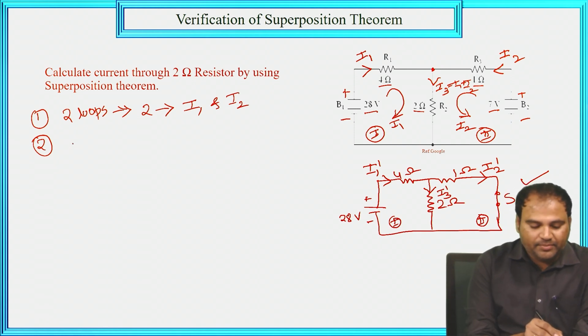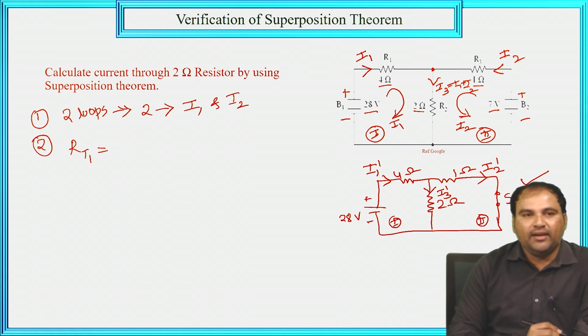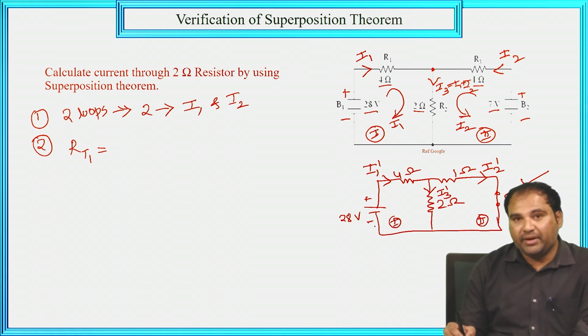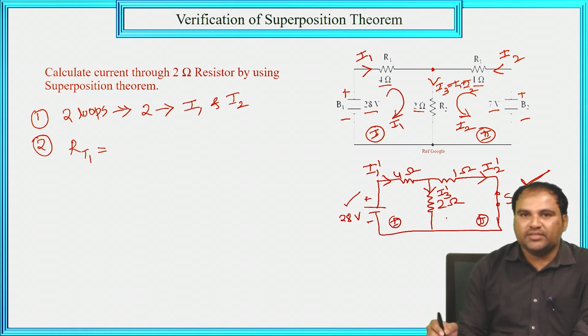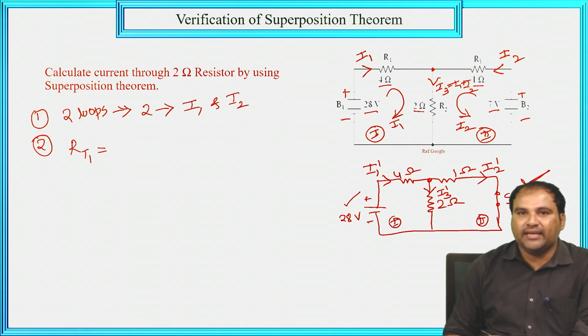In the second step, first I need to find the total resistance, RT1. The primary voltage source is here, so we have to start from the opposite side. On the opposite side, 1 ohm and 2 ohm are there, and these two are connected in parallel. How can we say they are in parallel? At this node point the current is dividing, and if the current is dividing, the elements are connected in parallel.